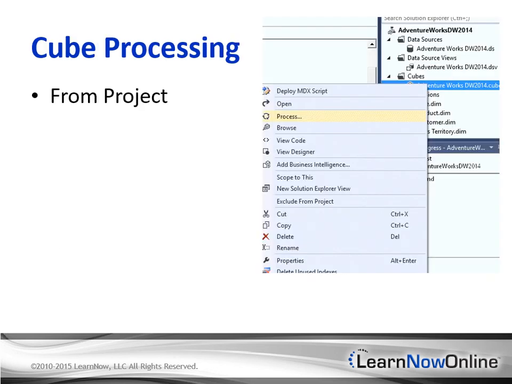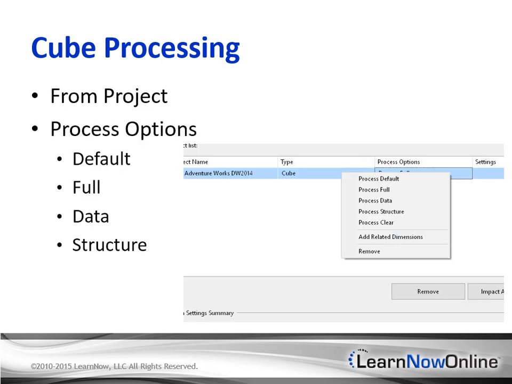The second and actually last option is to process a cube. You only need to do this if new, changed, or deleted data from measure fact tables has occurred in the relational database or source files. Here we have a series of options just like the dimension.